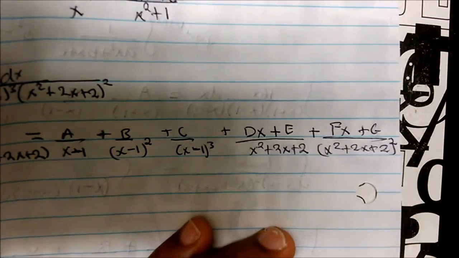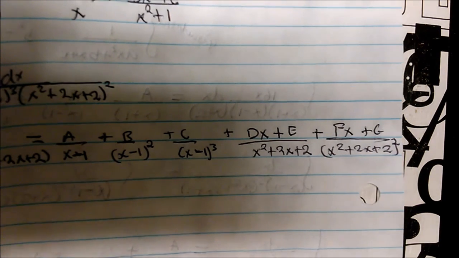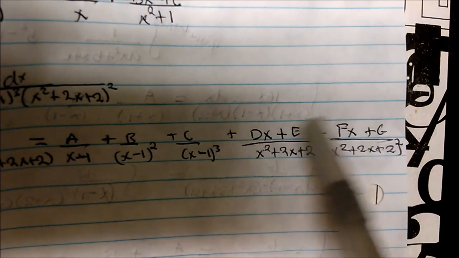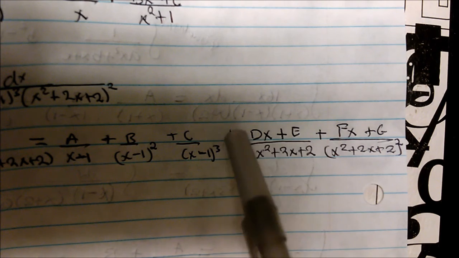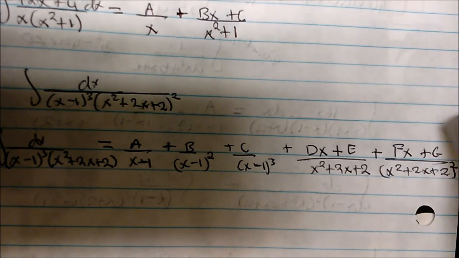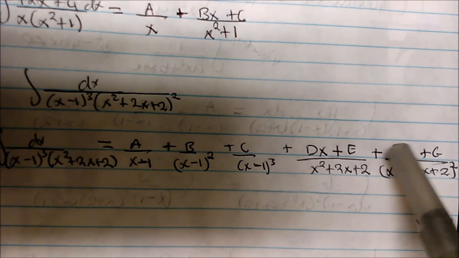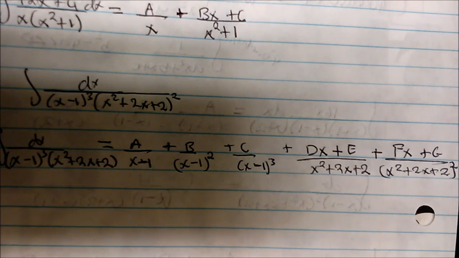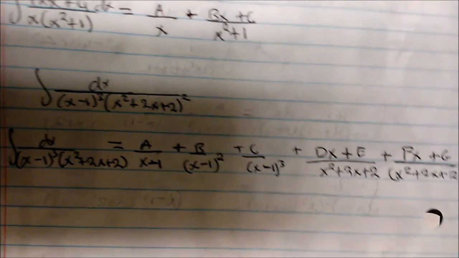Now, I said something funny a while ago. The next letter, again, the letter doesn't matter, so I could actually use, so this is Dx plus E, so in this case I could actually use D2x plus E2 divided by x squared plus 2x plus 2.